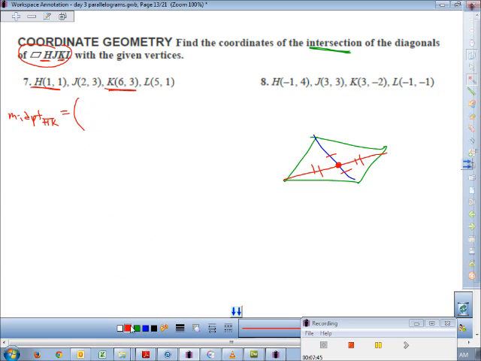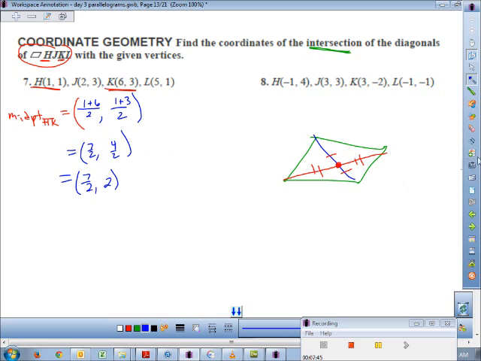So the way you do that is you can use your cheat sheet and you add your x's together and get 1 plus 6 over 2, and 1 plus 3 over 2. Add your y's together. Bring it down. That would be 7 over 2, and that would be 4 over 2, which simplifies to 2. 7 over 2 does not simplify. So that is the intersection of the diagonals. It's the midpoint. Because it's a parallelogram, we only have to find one.